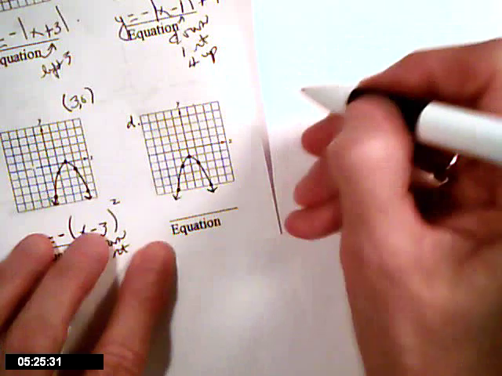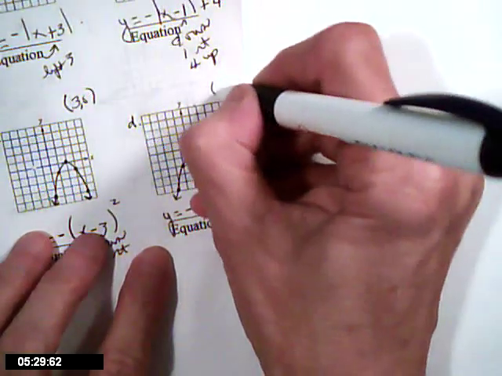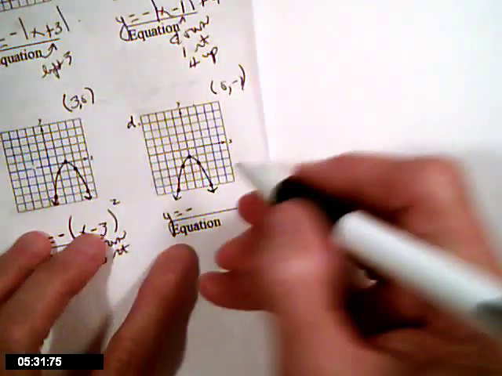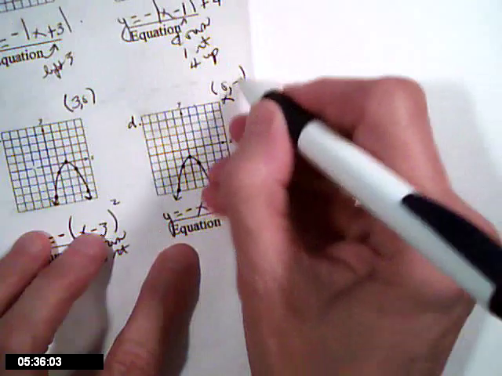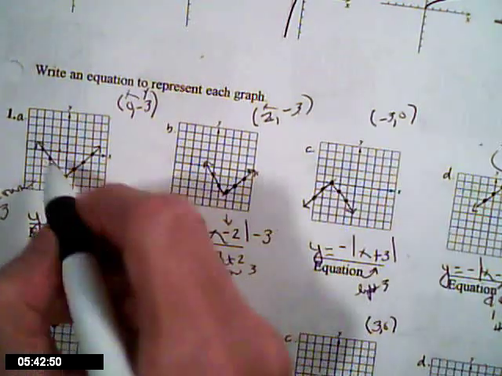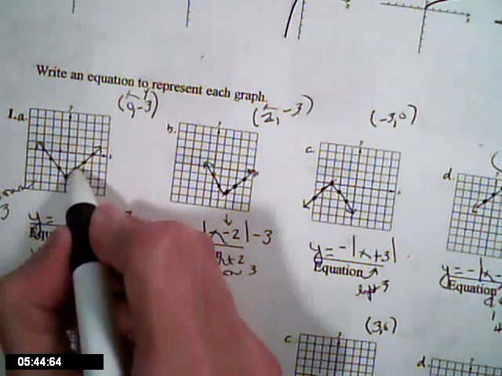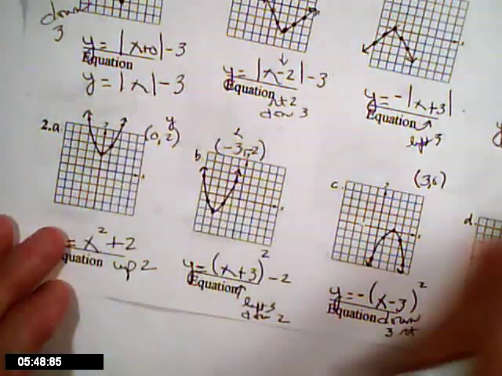Again, D, this graph has turned down, so it's y equals negative. The vertex is 0, negative 1, so we'll have x squared, no x, and negative 1 on the end. Now, if you'll notice, every one of these graphs, when you begin sketching them, from the vertex you go over 1 and up 1 to find yourself a point.